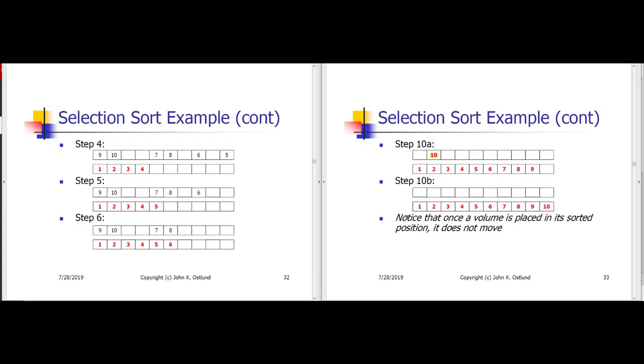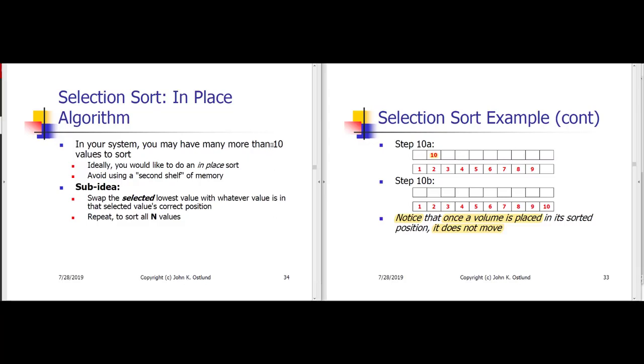Now, something to notice about this selection sort approach is that once we have placed a volume in the second shelf, the volume doesn't move after that. Okay, so when we select a volume from the unsorted shelf, we're going to put that in its final sorted position in the sorted shelf.